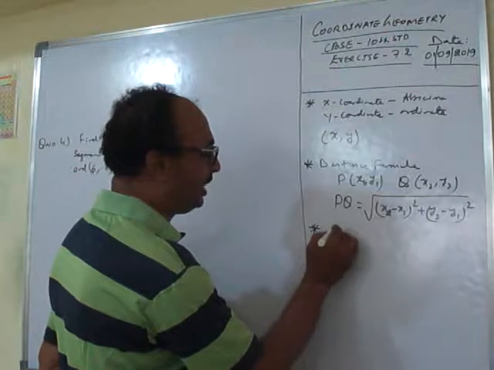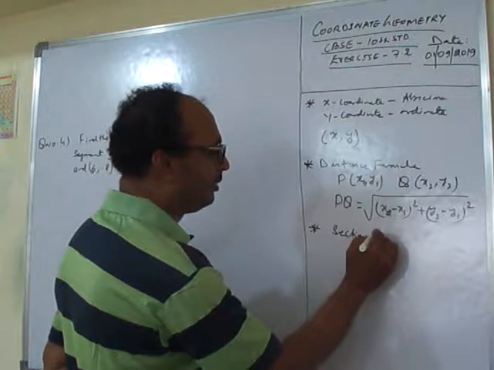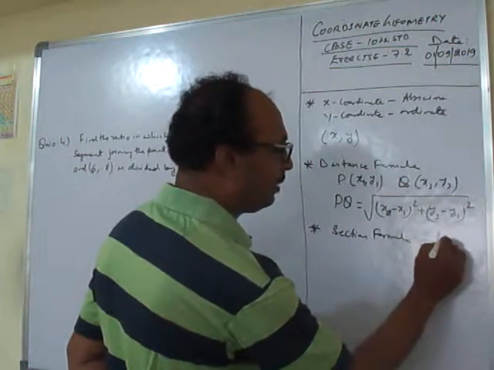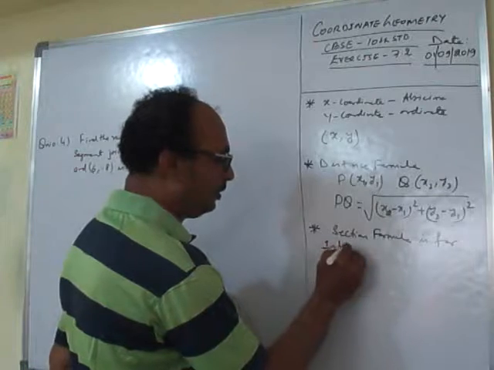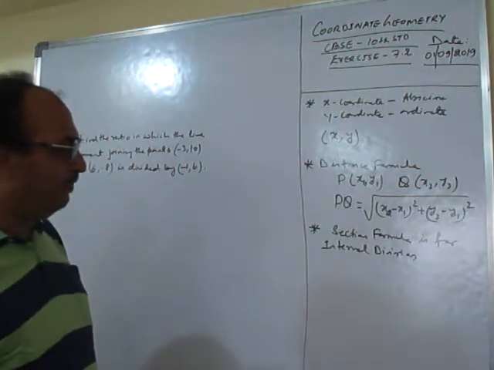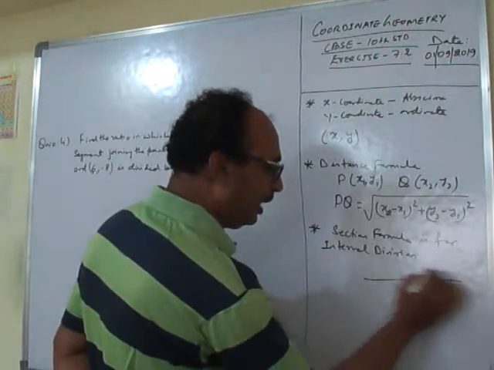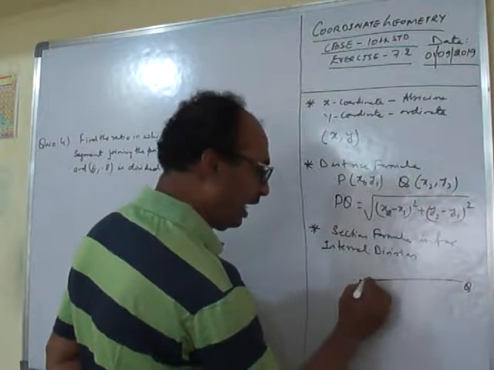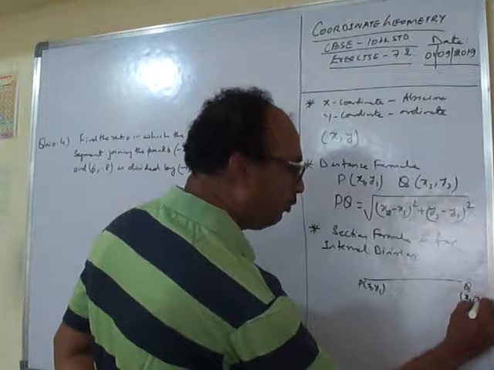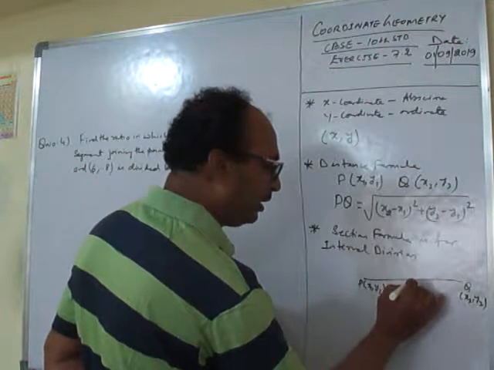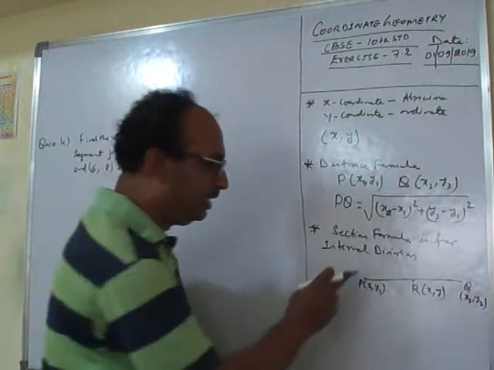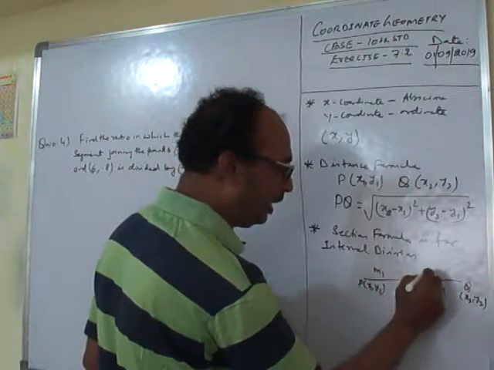Then we discussed the section formula, and this section formula is especially for internal division. Suppose a line PQ is there with coordinates x1, y1 and x2, y2, and any point R with coordinates x and y divides this line PQ in the ratio m1 and m2.